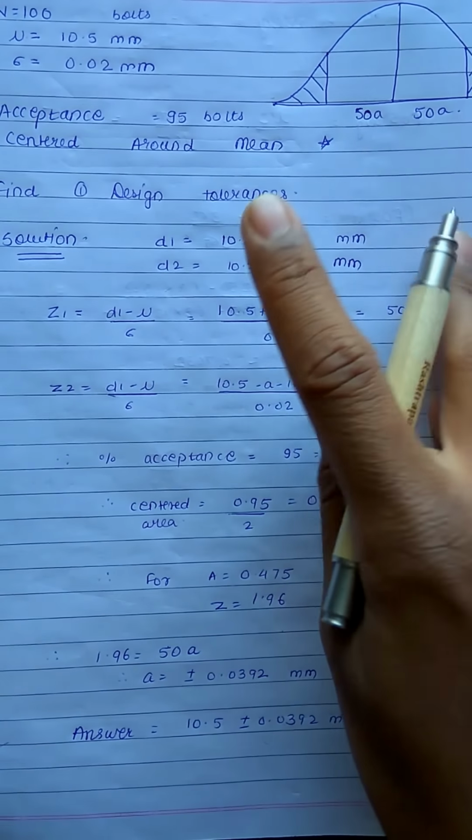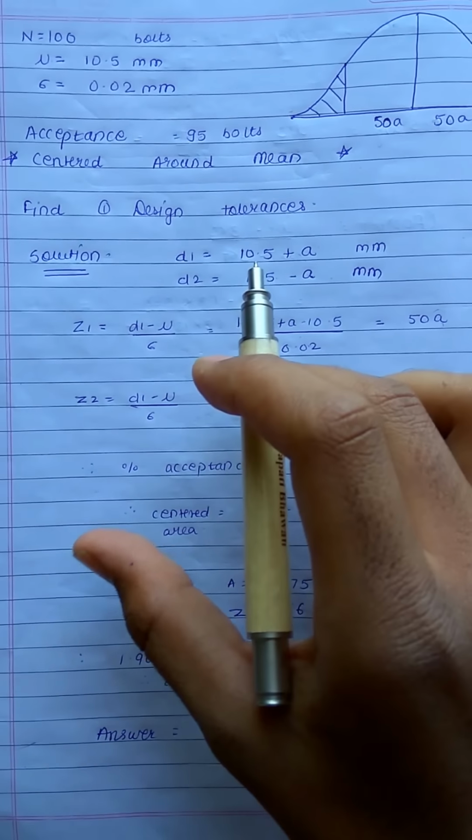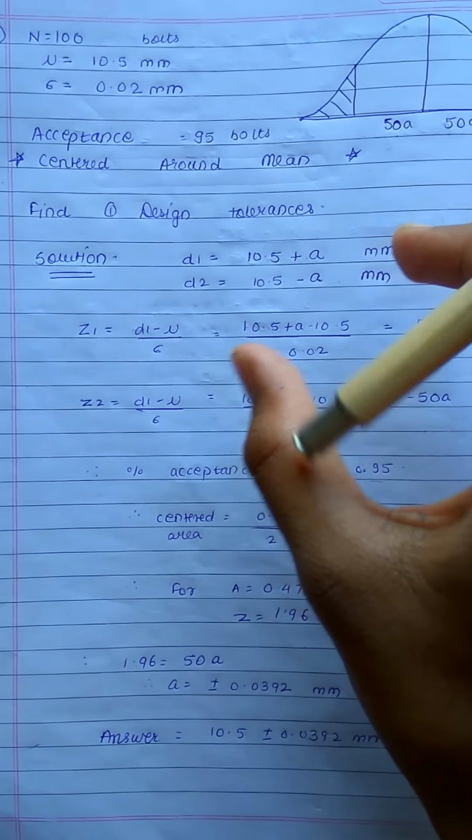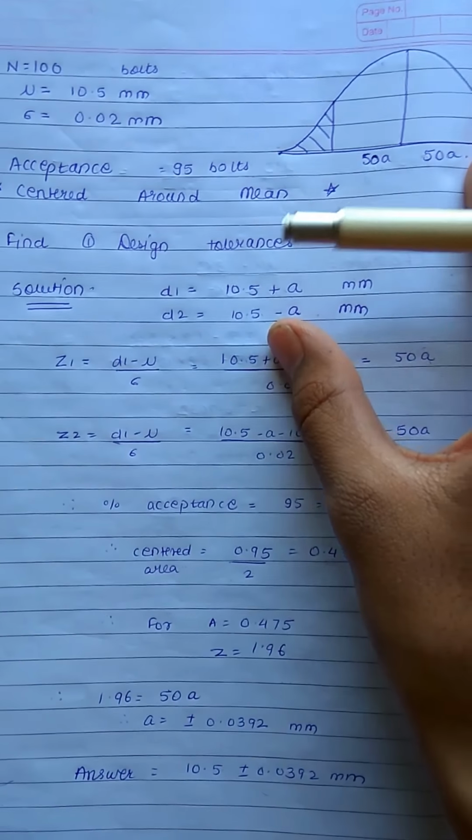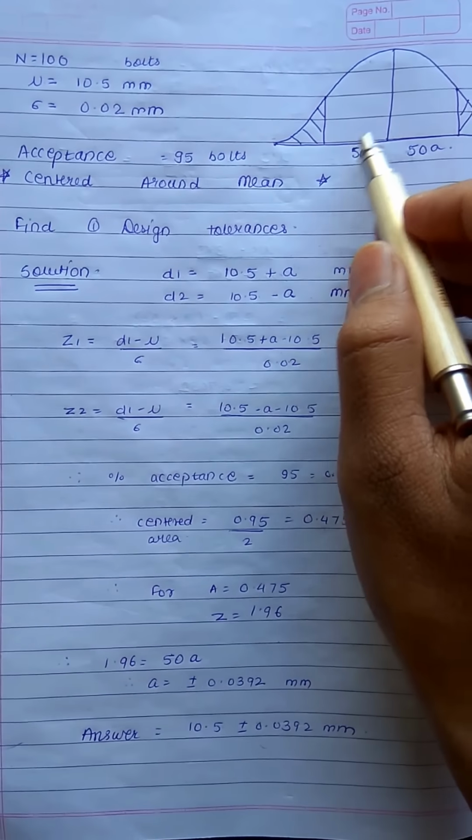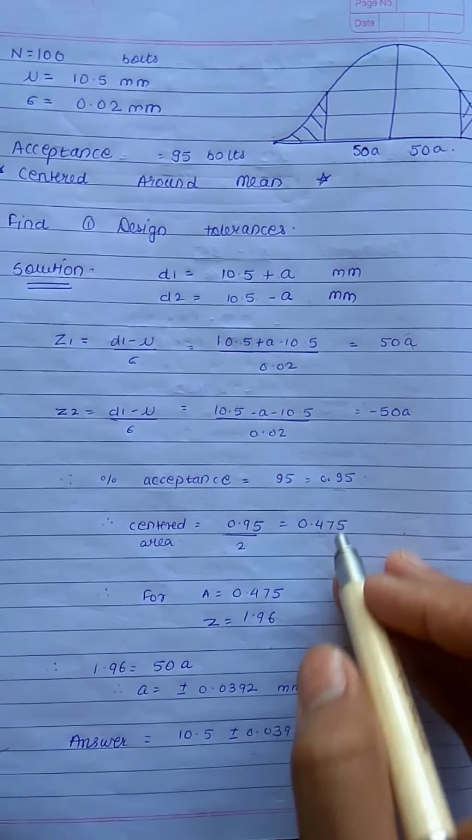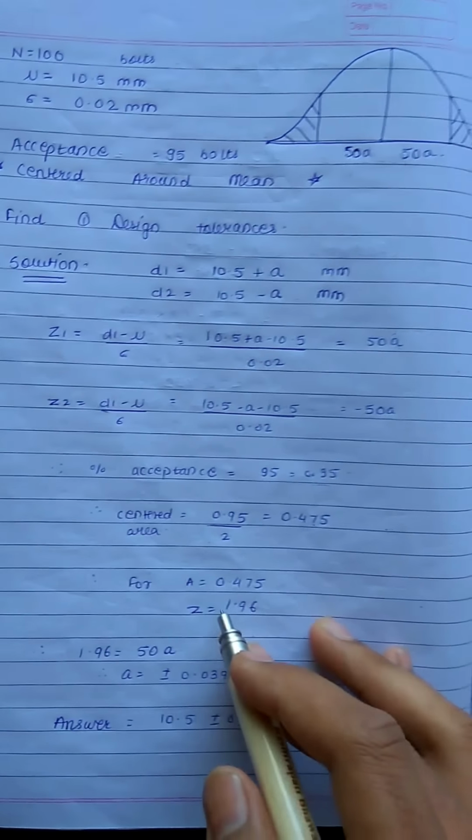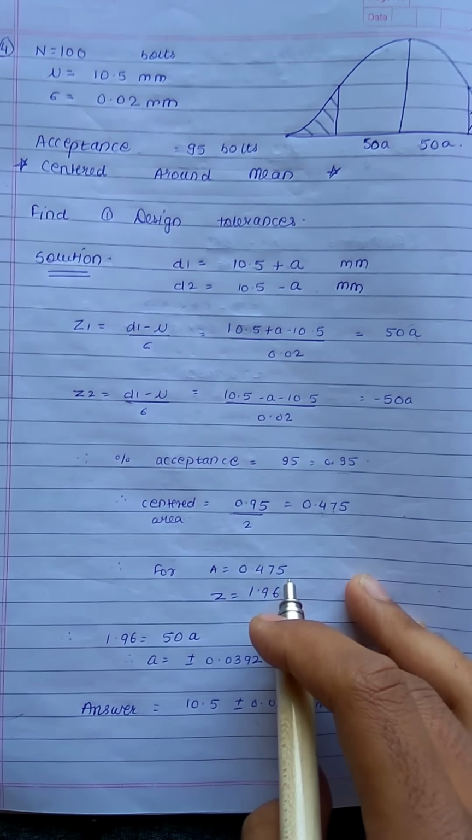So in this way, there are two numericals. In the first numerical, we found out the percentage rejection by calculating 2Z. From the 2Z, we calculated 2A and we added them and subtracted from 100. In this numerical, we found out the dimension using the centered process where we took the number of acceptance into consideration, found out the area, and from that area we calculated Z, and from the Z we calculated the dimension. I hope you understood the problem.